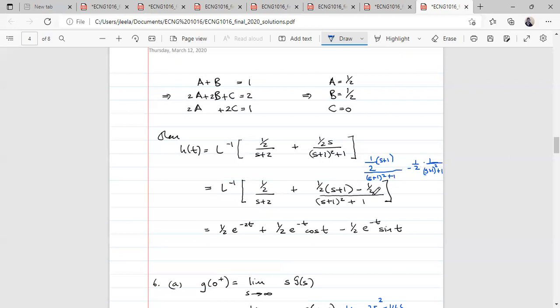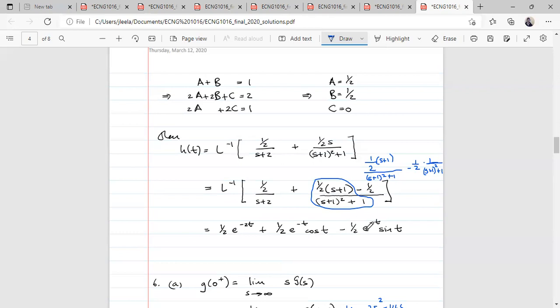And we write it like this in order to apply the shift property. So you have a half, s plus 1 over s plus 1 squared plus 1. So if you shift this here by minus 1, you'll get s over s squared plus 1, and you know that the Laplace inverse of that is cos t, right? So the Laplace inverse of this part here will be a half e to the minus t, which is the shift, the minus 1, and the Laplace inverse of s over s squared plus 1, which is cos t.